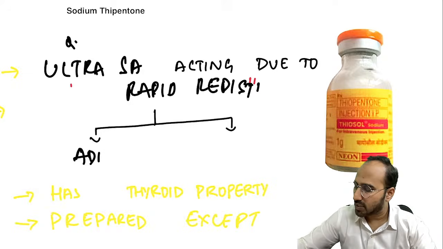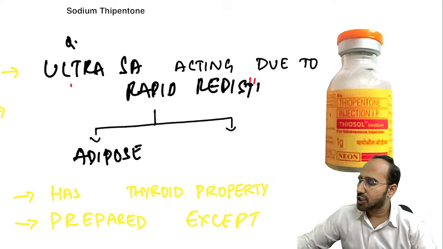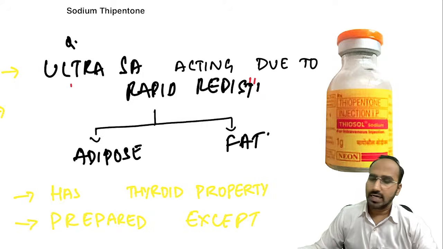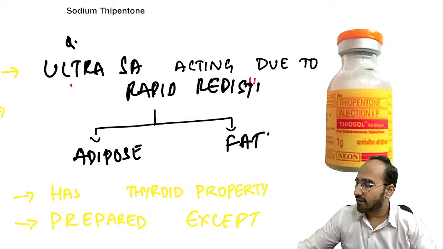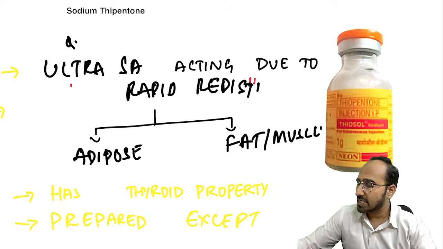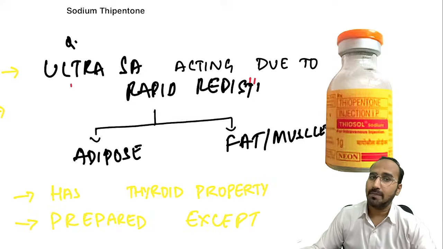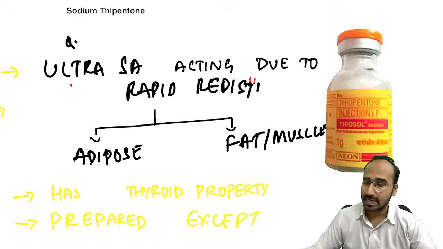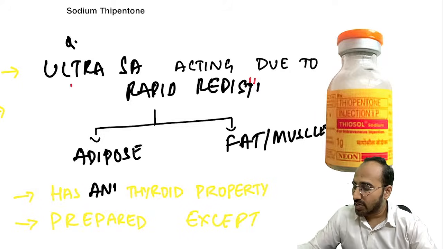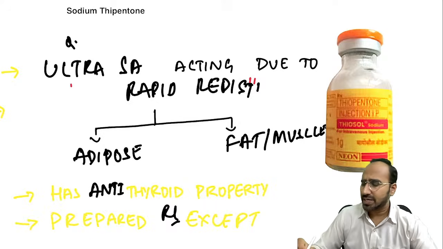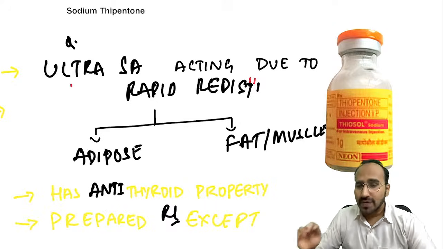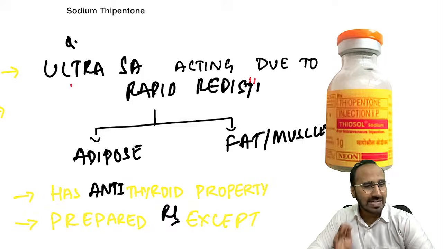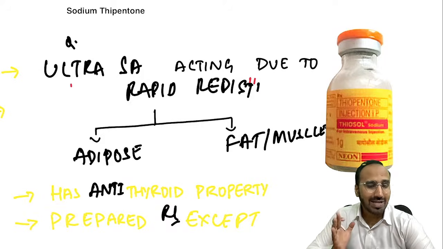Adipose tissue, and it gets deposited in the fat and the muscle. Due to its rapid redistribution, it is called ultra short acting. It has anti-thyroid properties. It can be prepared in all solutions except the Ringer's lactate. If you prepare it, what will happen? Crystals can easily form.